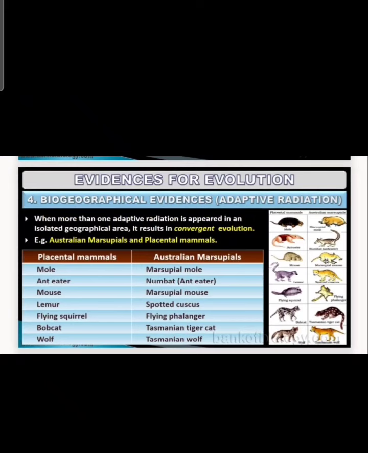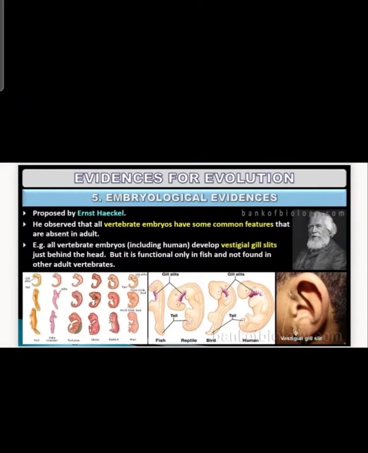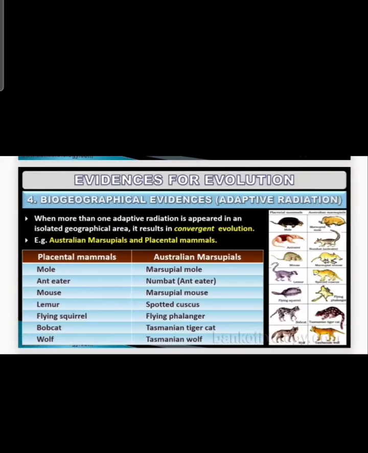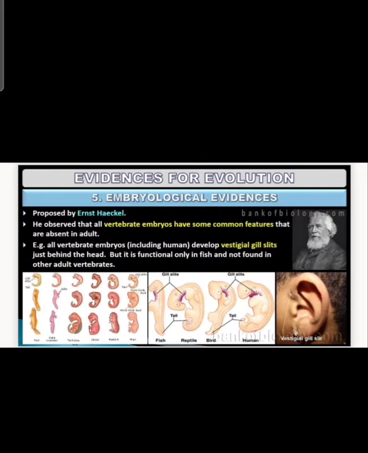Okay, so you can see different examples. Next we have seen biogeographical evidences. Next is embryological evidence. It was proposed by Ernst Haeckel. He observed that vertebrate embryos have common features that are absent in adults. For example, all vertebrate embryos, including human, develop vestigial gill slits just behind the head, but they are functional only in fish and are not found in adult vertebrates.